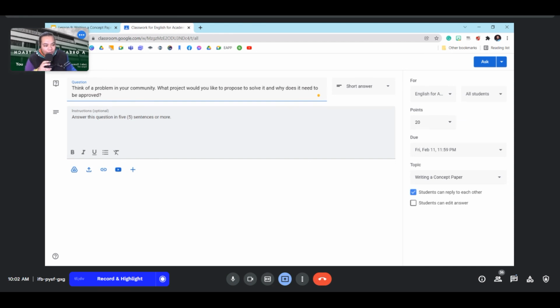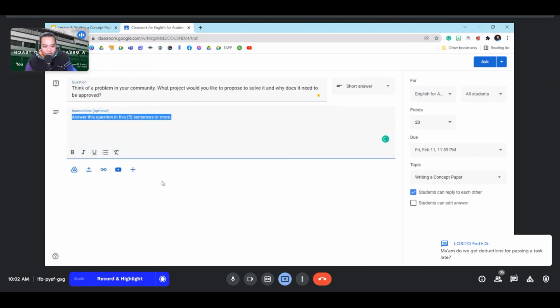Now, with this, you just have to answer this. You're not going to write a concept paper. I just want to get an idea of what you think is a worthy project to propose. So, eto po, think of a problem in your community. What project would you like to propose to solve it, and why does it need to be approved? So, answer this question in 5 sentences or more.